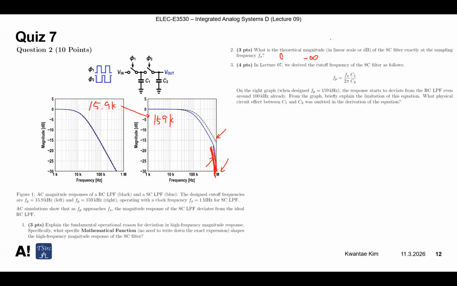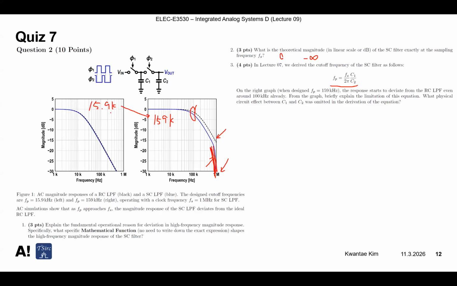In lecture 7, we derived the cutoff frequency of the switched capacitor filter as follows: Fp equals Fs over 2 pi times C1 over C2. On the right graph, the response starts to deviate from the RC low pass filter even around 100 kilohertz, here in this region. So from the graph, briefly explain the limitation of this equation. Of course, this equation cannot precisely model the high frequency cutoff frequency expectation.